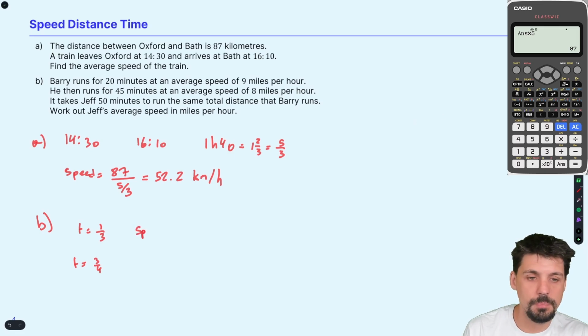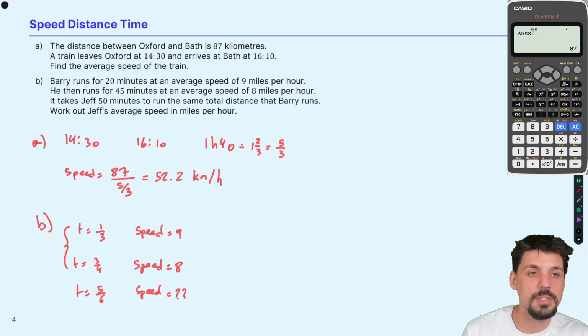So we know that speed for the first leg is 9 miles per hour. Speed for the second leg is 8 miles an hour. And for the third one, 50 minutes, which is 5/6 of an hour, the speed. All right, so this is Barry, and then we need to look at Jeff. So what do we need for Jeff? All right, this is Barry, and this is Jeff.